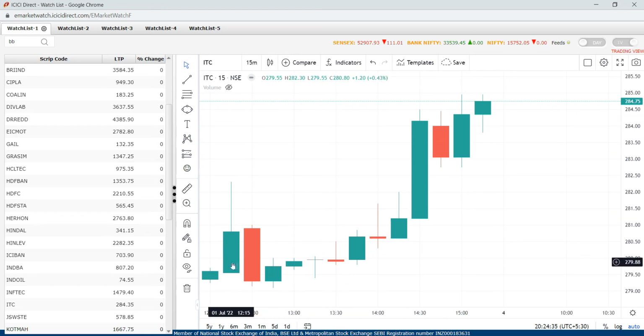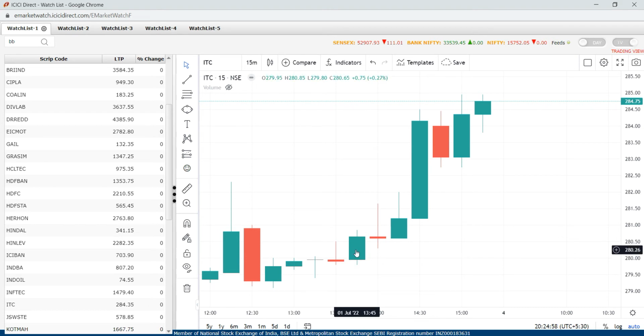You can go back and check any particular candle. You can see here the opening was 279.95 and the closing was 280.65. Because the opening was lesser than the closing, that is why this was a green candle.